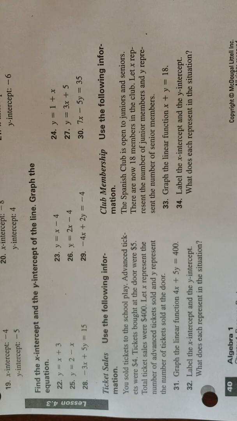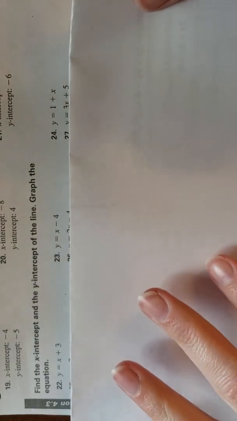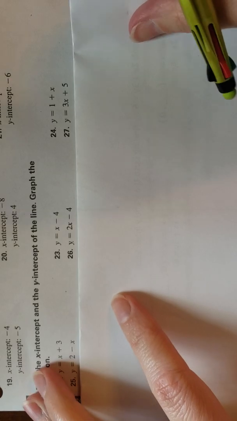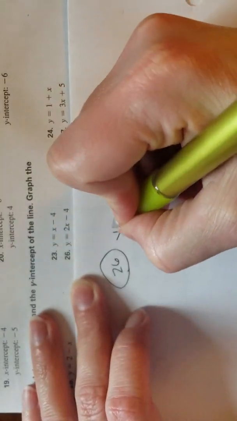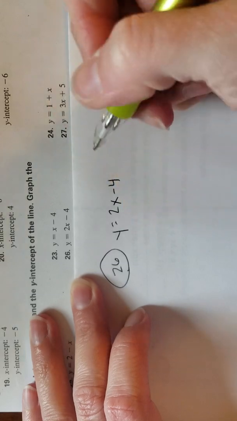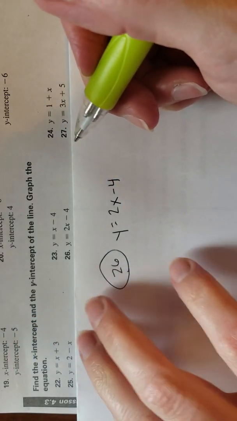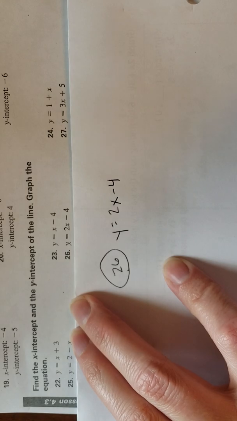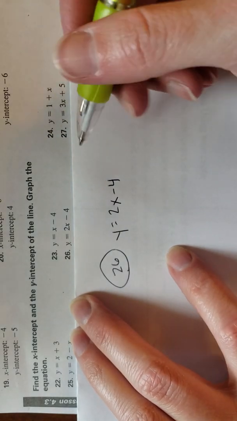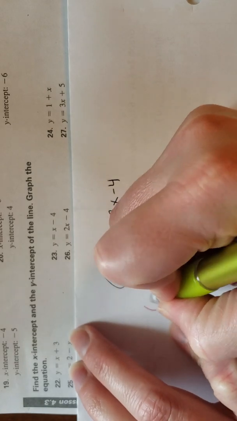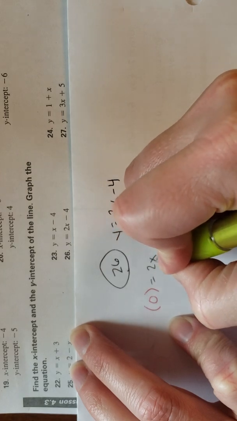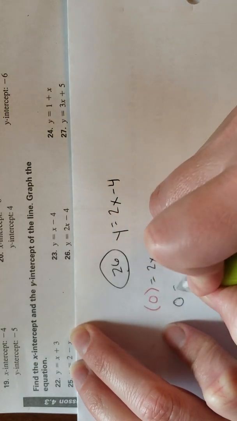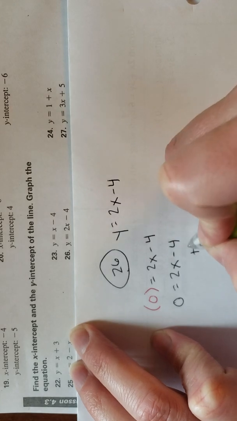Oh, let me get a brush spot. Okay, let's do, oh, I won't do the easiest one. Let's do 26. Don't say I never did anything for you. Pick a moderately difficult one. y is 2x minus 4. Okay, here we go. Let's find the x-intercept. So that's when we put in 0 for y. So 0 is 2x minus 4. Solve for x.